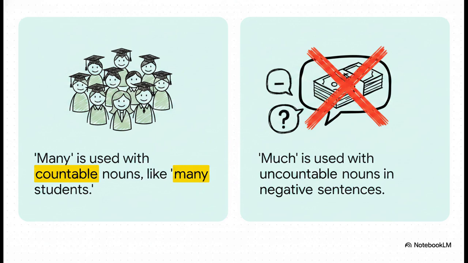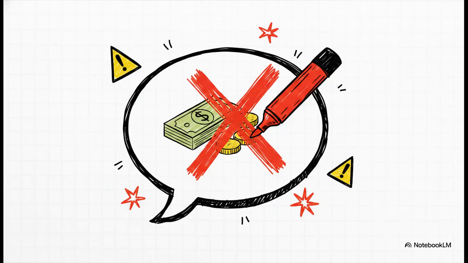It goes with our uncountable nouns, but it has a very important restriction. And this is a big one. You really want to avoid using much in a positive sentence. Saying something like, I have much work to do, just sounds off. It's not natural. Instead, we use it in negative sentences, like, I don't have much work to do. If you want to make it positive, you'd say something like, I have a lot of work to do. Just remembering this one little trick will make your English sound so much better.